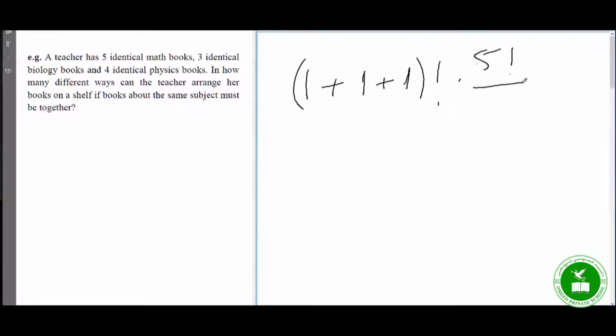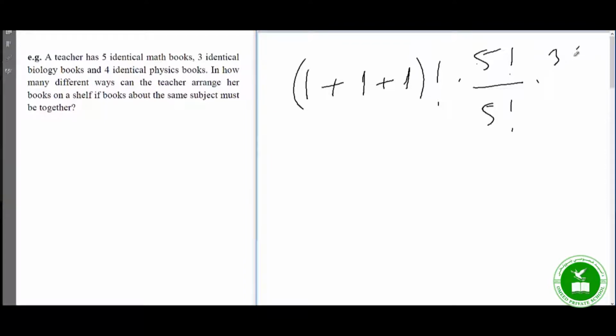As it is said that the books with the same subject must be side by side, we treat math books as one group, physics books as one group, and biology books as one group, so 3 factorial times. Now the permutation between math books is also important. The total number of math books is 5, so 5 factorial over the number of identical elements here, which is also 5 factorial. And the permutation between biology books is the same as for math.